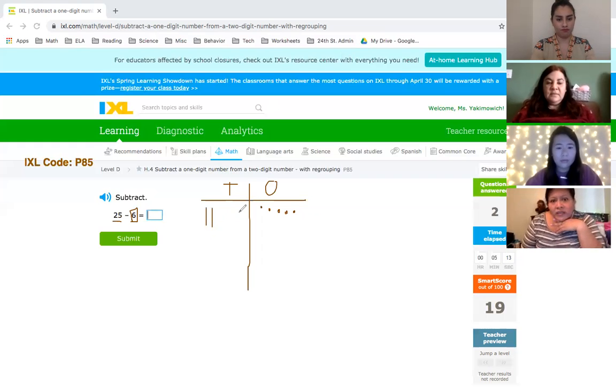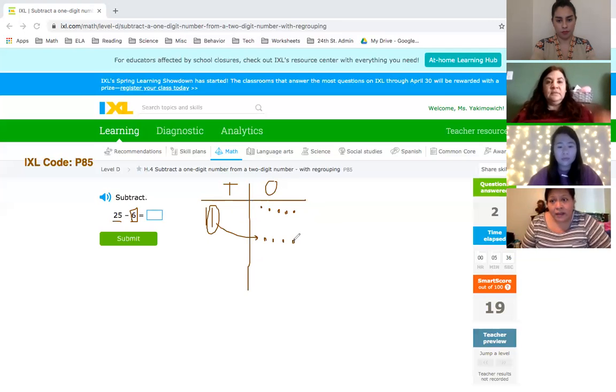So then I have to ask myself, looking at my ones place, do I have enough? Do I have enough to take 6 from here? I don't. I have only 5. So I could take 5, but that's not what I'm being asked to do. I'm asked to take away 6. So I take one of my 10 rods and I decompose it into 10 units.